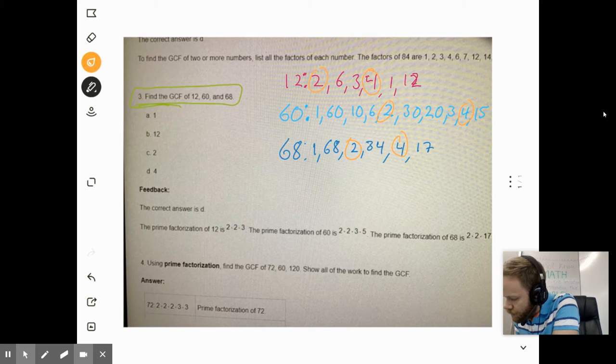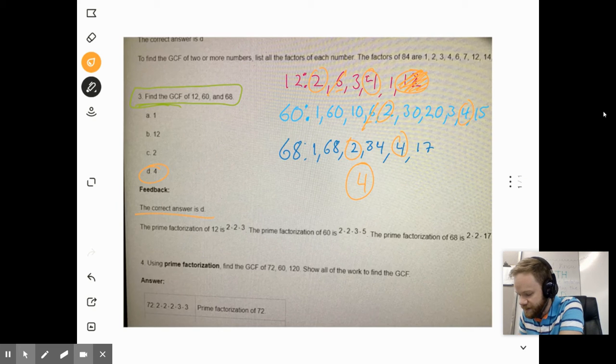Cool. 12 is a factor of 12, but not of the others, so it's not going to be 12. 6, I see 6 for 12 and for 60, but 68 does not have a factor of 6, so let's cross that out. I'm not really seeing any other common factors, and so what it appears is that 4 is our answer, and so that's D.